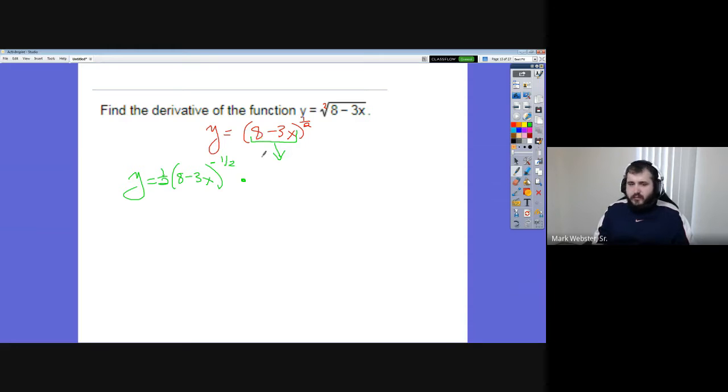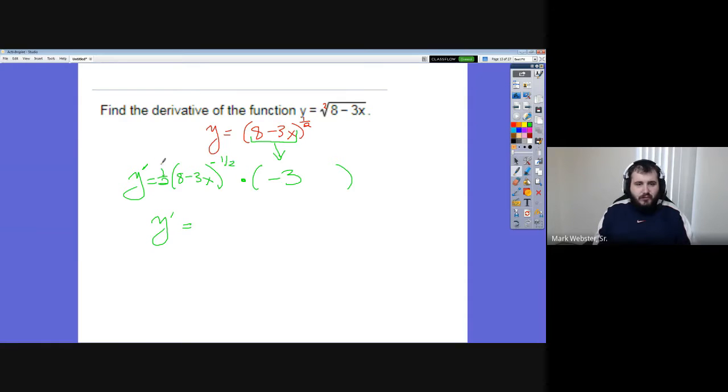Well, what's the derivative of the inside? Let's take it piece by piece. Don't try and do it all at once. Remember, especially when it's a polynomial like this, you can just take the derivative of each individual piece. The derivative of 8, that's 0. Okay, move on. The derivative of negative 3x, well, that's just negative 3. And that's that whole thing. So now, you're done basically. But if you want to make it look nicer, you can rewrite it.